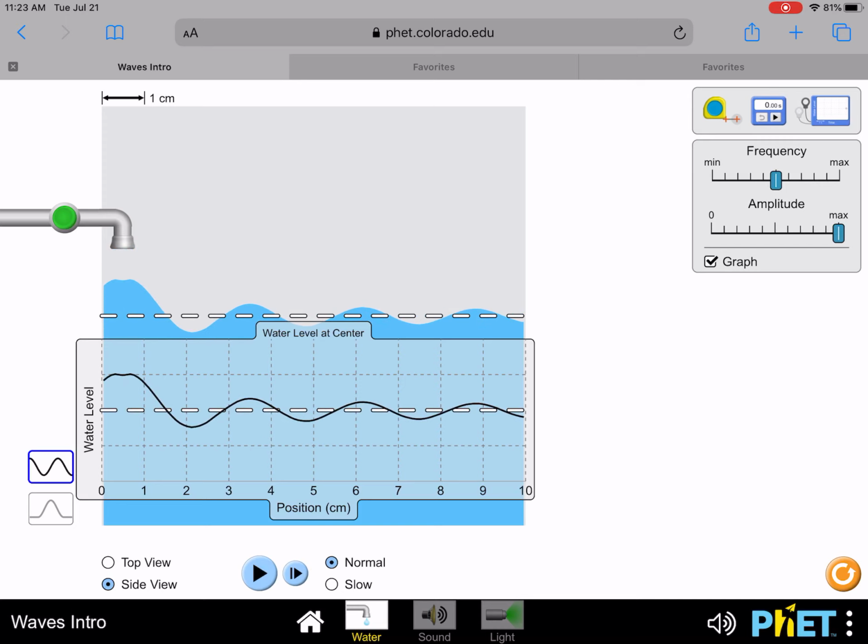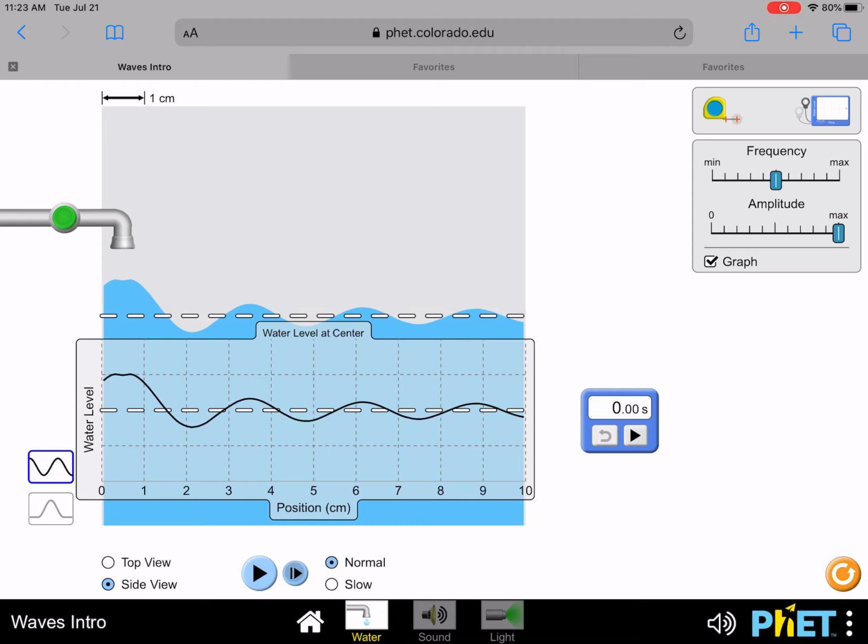With this, we can figure out the speed of the wave by knowing the distance and the time. So I'm going to bring this little timer down here and see if this timer is going to help me. And what I'm going to do is say, well, I need to get a distance.